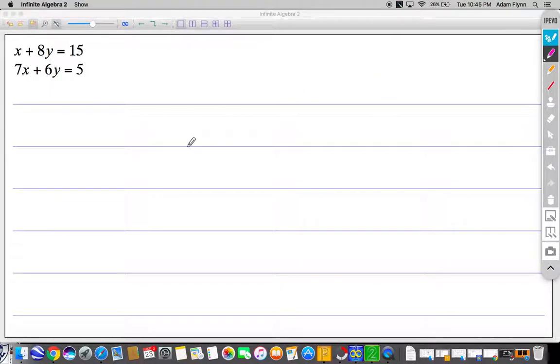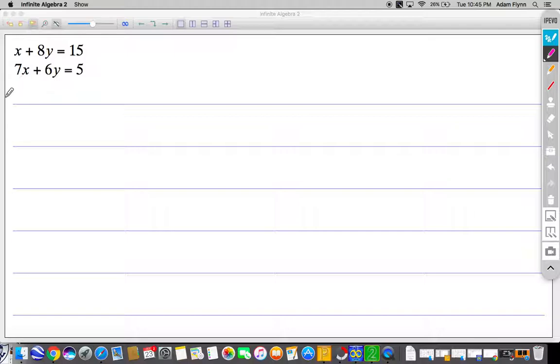Next one, a little bit different here. Okay, a little more work for us, a little tougher. So if we take a look, we have x plus 8y equals 15 and 7x plus 6y equals 5. So right off the bat, we can notice that we don't have any one variable that is solved for currently. Up top here, we've got x and y on the same side. Down bottom, we've got x and y on the same side.